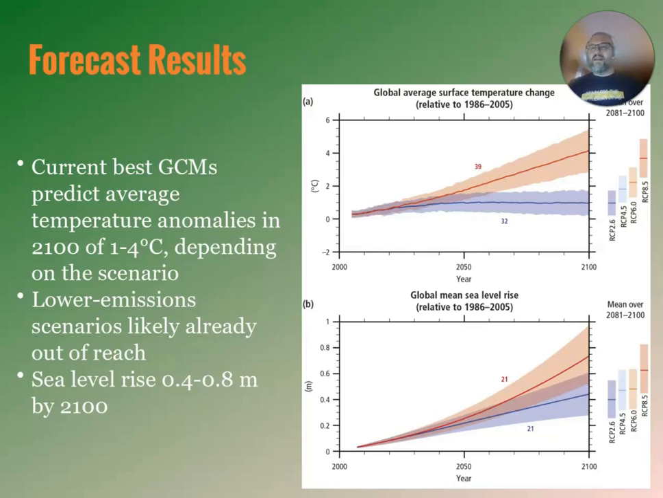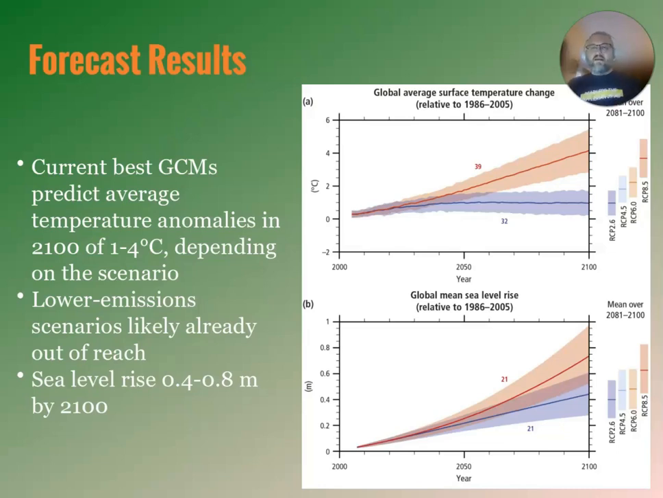So we are probably not likely to hit that RCP 2.6 scenario because these calculations were made some years ago, and so we have already blown past the emissions that were projected according to that scenario. So we're looking at something maybe closer to some of the higher scenarios.